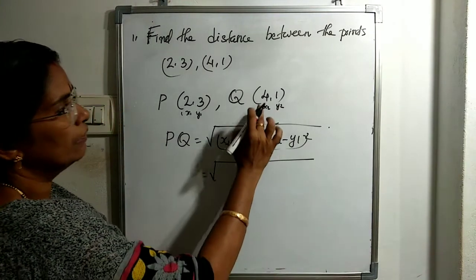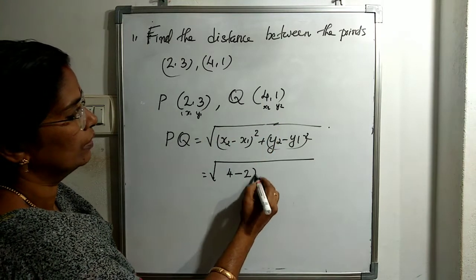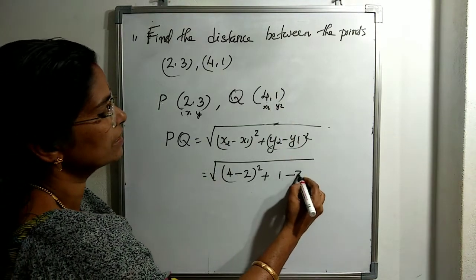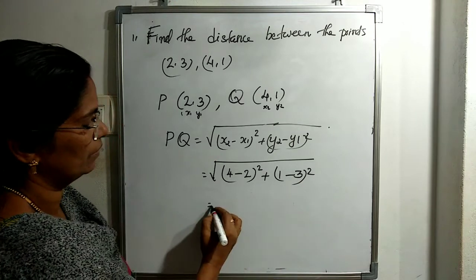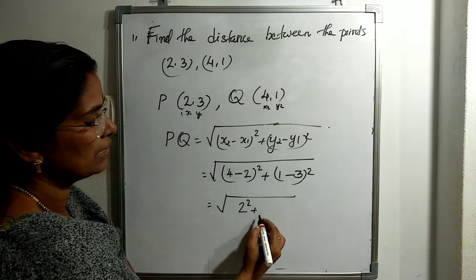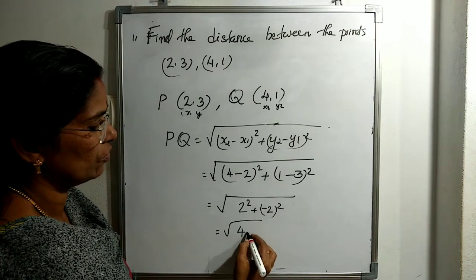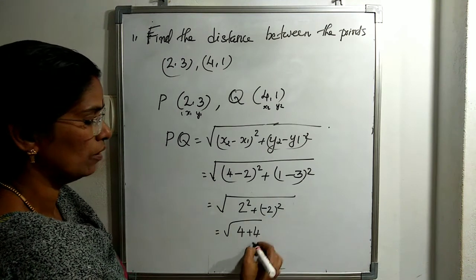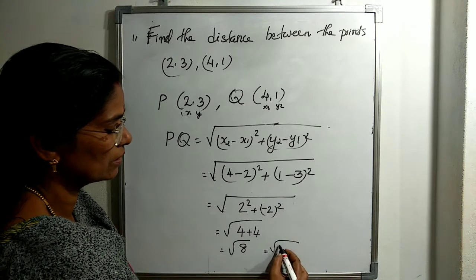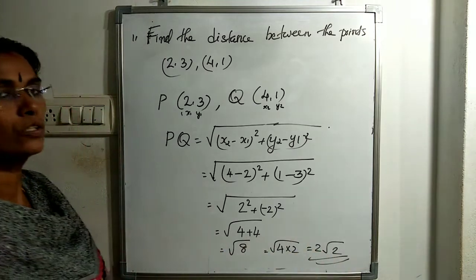Square root of, what is x2? 4. What is x1? 2. So (4 minus 2) whole square, plus, what is y2? 1, minus 3, whole square. That is equal to 4 minus 2 is 2, square. 1 minus 3 is minus 2, and its square is also 4. So it is root of 4 plus 4. The answer is root 8. Or we can write root 8 as root of 4 into 2, which is 2 root 2. Like this also we can write.